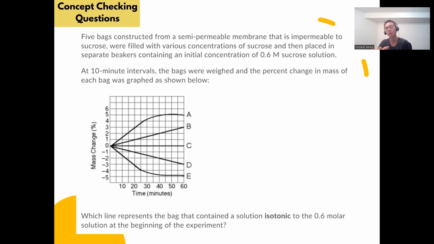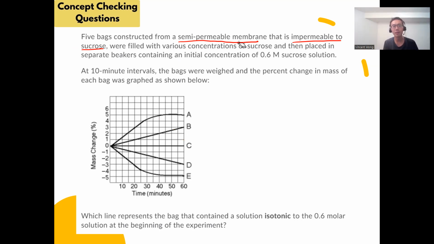This is one of those questions where you look at it and you're like, oh my goodness, so many words. What are we supposed to do? So let's take a look. I'll read it to you. Five bags constructed from a semi-permeable membrane. So semi-permeable means some things can come in or leave, others cannot. And it says here it's impermeable to sucrose. So it does not allow sugar to pass through. That's basically the first sentence.